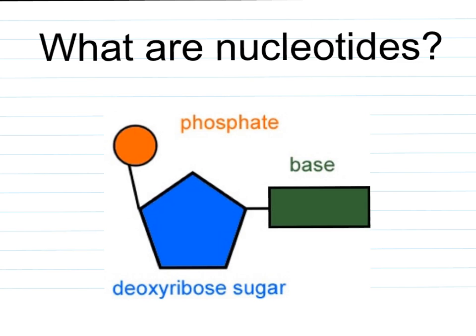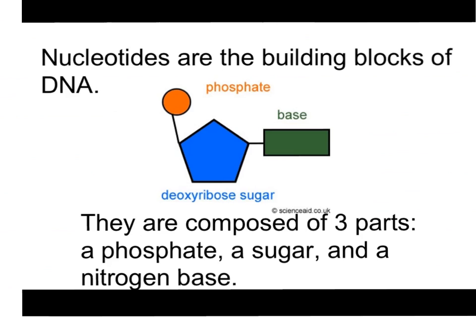So, what are nucleotides? Nucleotides are the building blocks of DNA. Each nucleotide is composed of a phosphate, a sugar, and a nitrogen base. Every DNA nucleotide has the same phosphate and sugar. The phosphate shown here is orange. The sugar, deoxyribose, is blue.